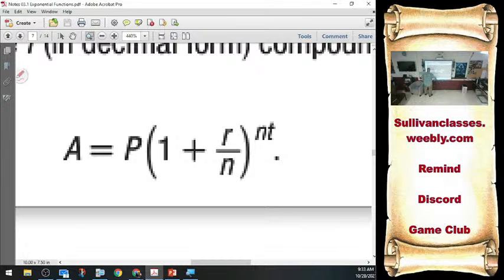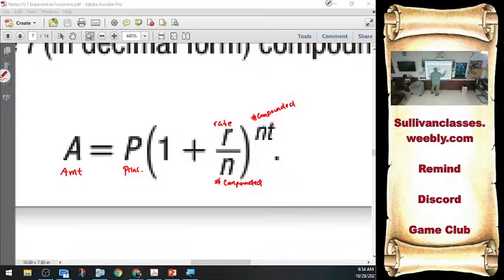Formulas are nice and easy. The amount is the principal times 1 plus the rate over the number of times it's compounded. This is, again, number of times compounded. And t will be time, most often in years.